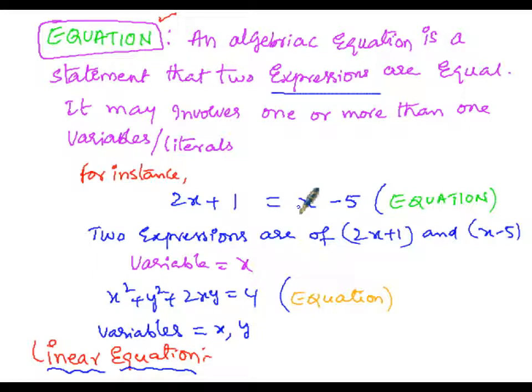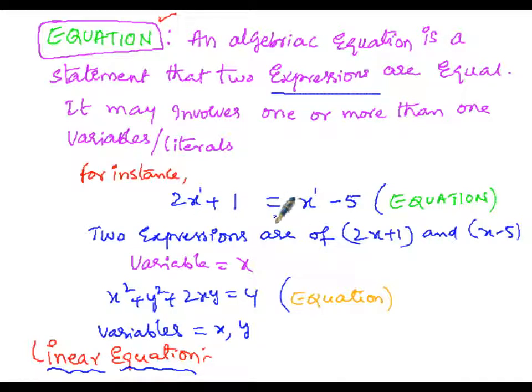Now, linear equation. Linear equation means an algebraic equation containing only one variable with the highest degree as 1. So 2x plus 1 is equal to x minus 5 comes under the linear equation, because x has degree 1 in this case. So this comes under the linear equation, because it is a one variable equation. Linear equation means consisting of only one variable.